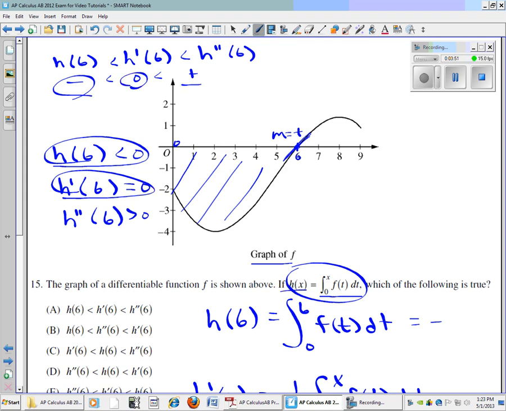So this is our answer. h of 6 is less than h prime of 6 is less than h double prime of 6. And we're done. Letter A.